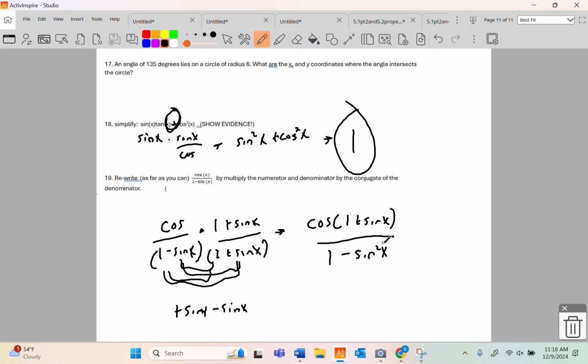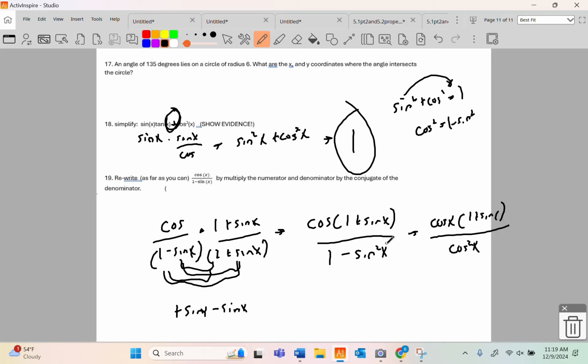Okay. So there's some identities out there. Sine squared plus cosine squared is 1. Cosine squared is 1 minus sine squared. This is cosine of x times 1 plus sine of x, sitting pretty over cosine squared of x. Right? Have cancellation. 1 plus sine of x over cosine of x.